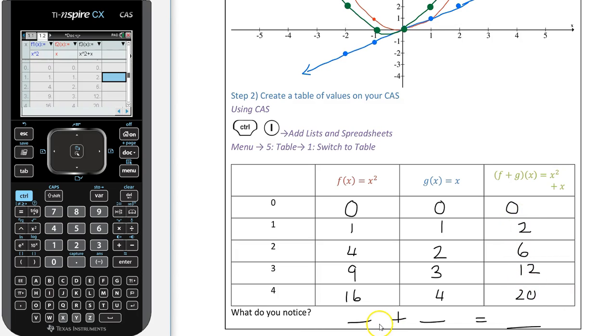This will work exactly the same way for a subtraction. So if I had x squared minus x, it would be 0 minus 0, 1 minus 1, 4 minus 2, etc., etc.